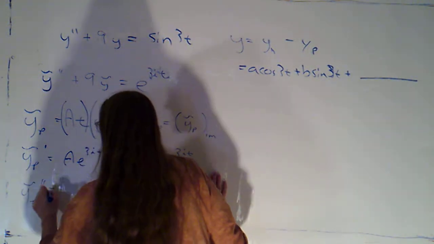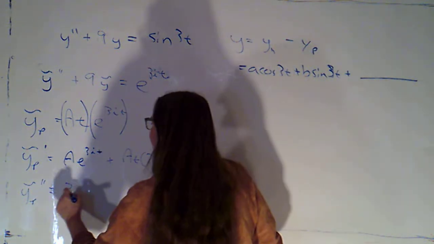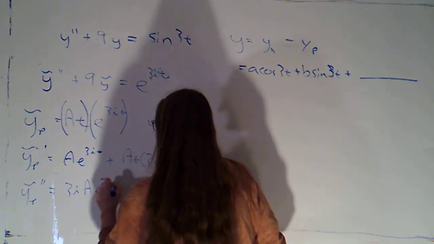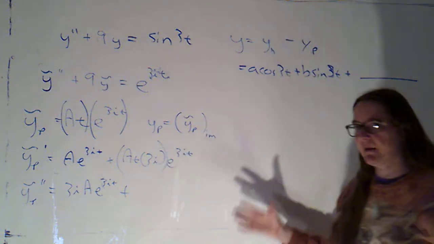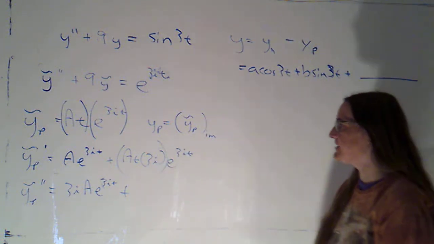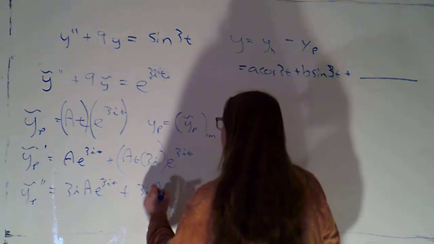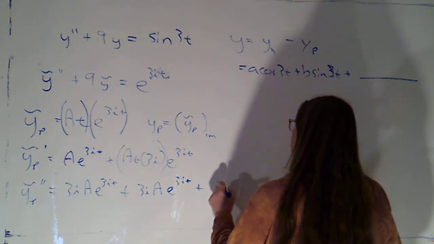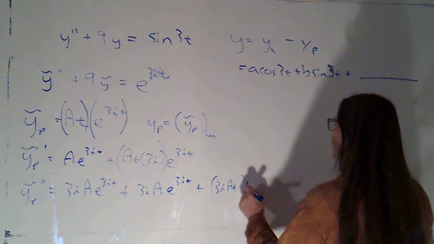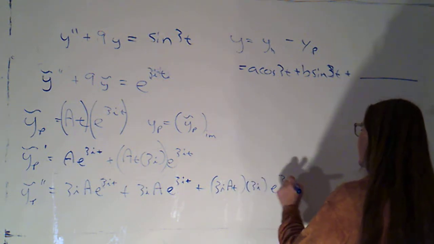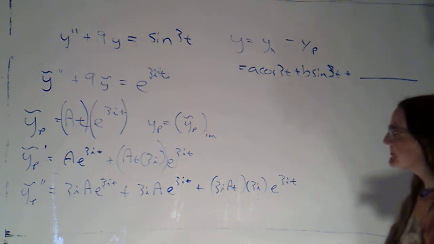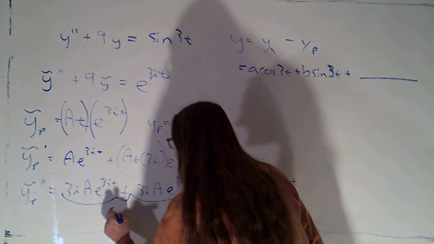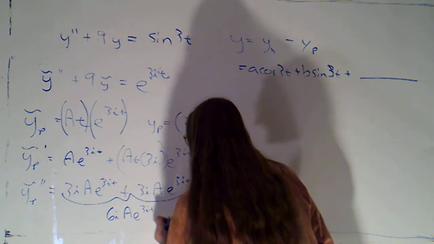Yp tilde double prime. Here I'm going to get a 3i, a e to the 3it, plus, again, product rule, and I'm just going to bump all those constants with that first factor. So here the derivative of that first factor is 3ia times e to the 3it plus 3iat times 3i times e to the 3it. Beauteous. So these two guys are like terms. In fact, they're the same, so I'm just getting two copies of them. So I've got 6i a e to the 3it.